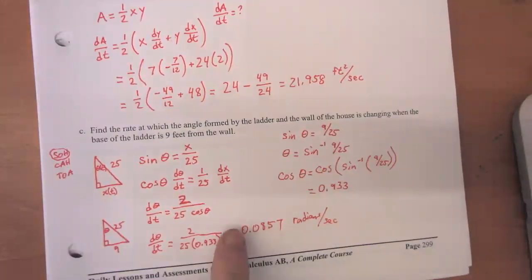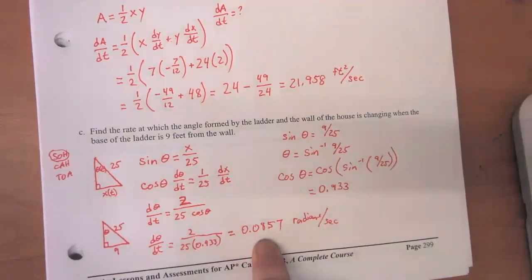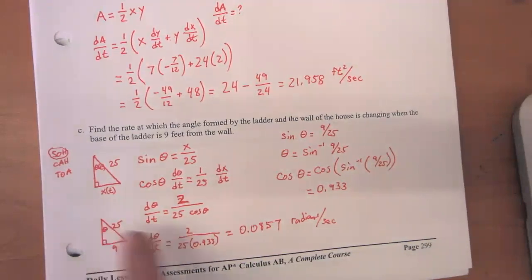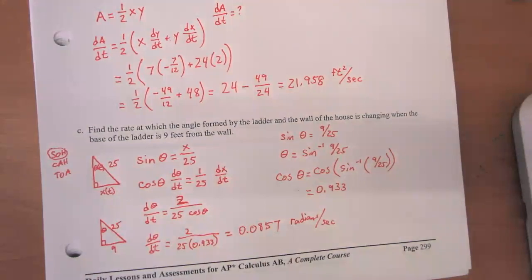All right, so this is talking about the change in angle. Let's double check. Does it make sense that this is positive? Give this a little bit of thought. Well, here's my ladder, and it gets pulled away from the wall. So as x is increasing, that angle should be increasing. So a positive measure of radians does make sense for this problem.